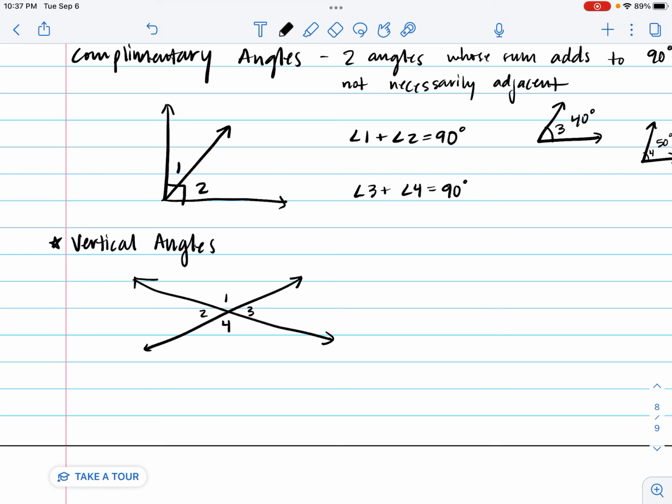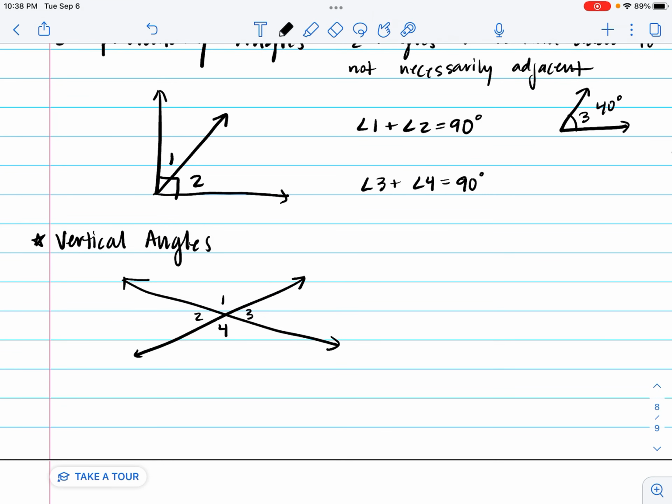Vertical angles are formed when two non-adjacent angles, their opposite sides, are congruent to each other. So for instance, 1 and 4 are opposite of each other, they're across from each other. 2 and 3 are across from each other, or opposite of each other. And that means they are congruent to each other. So I'm going to put one marker for 1, one marker for 4. I'm going to put 2 markers for 2 and 2 markers for 3.